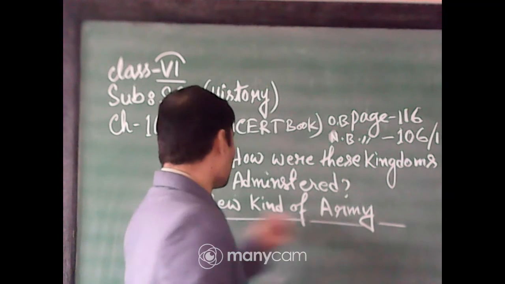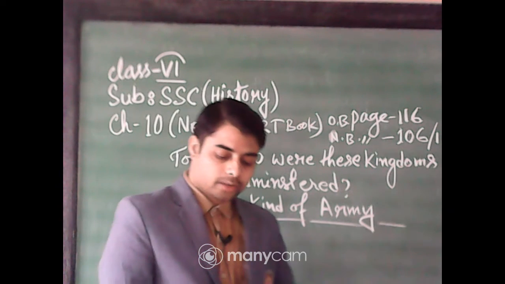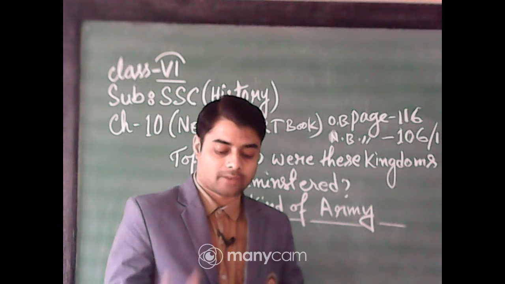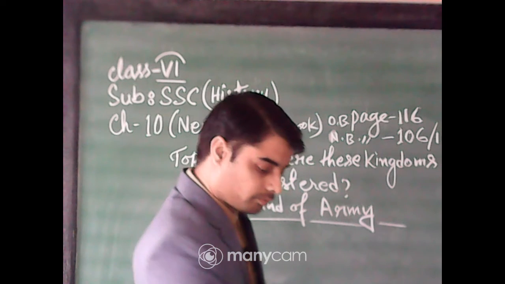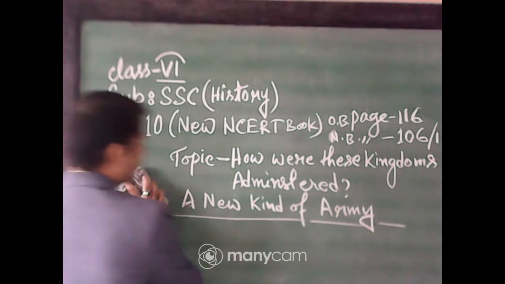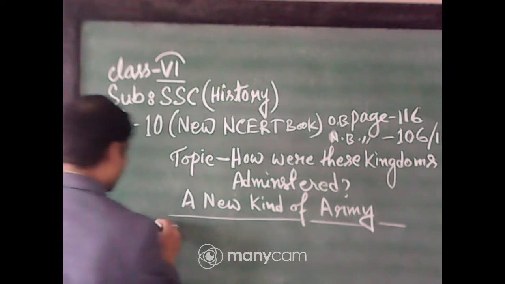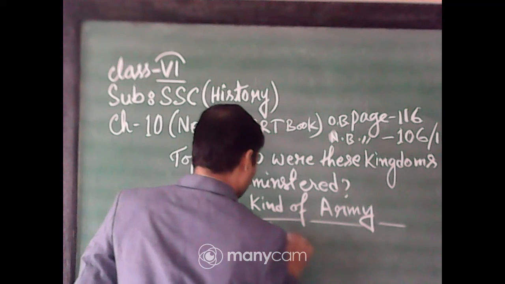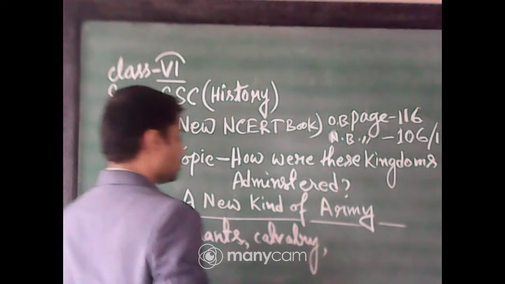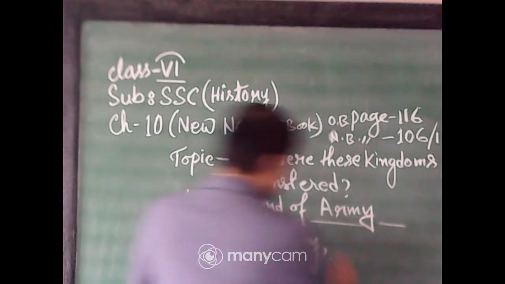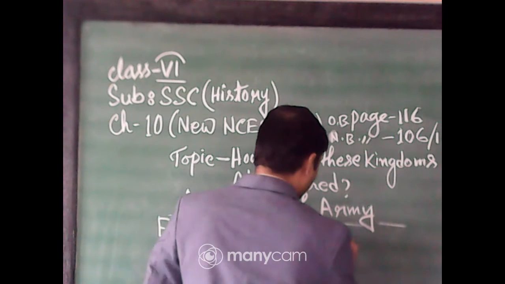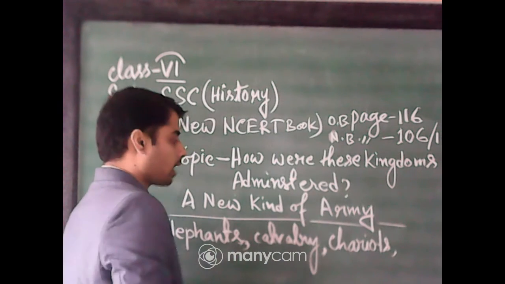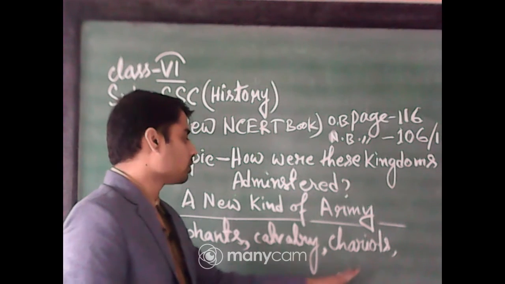Now, about a new kind of army. Like earlier rulers, some of these kings maintained a well organized army with elephants, chariots, cavalry and foot soldiers. I am writing here: the elephants; cavalry, meaning the horsemen, the soldiers riding on horseback; and next the chariots. Those soldiers fighting on top of the chariots are called charioteers.